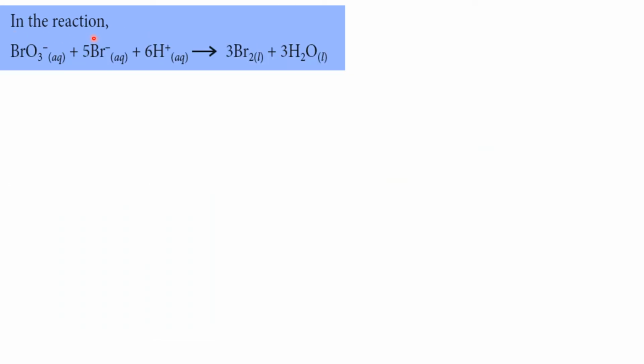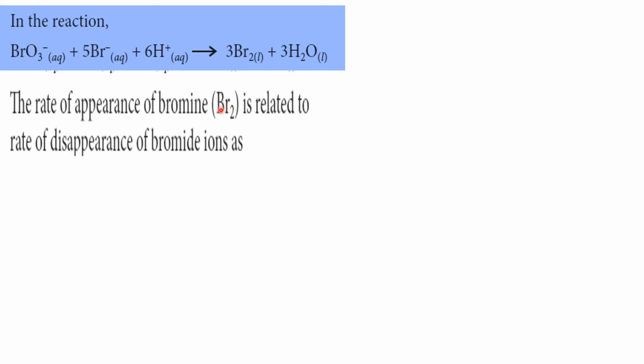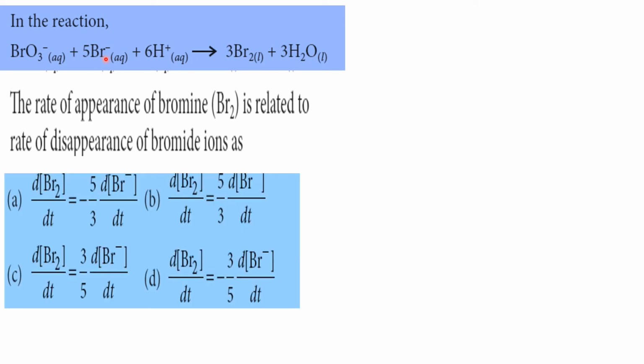In the reactions, what are the reactants? BrO3 minus plus Br minus plus 6H plus. Reactants. Products are 3Br2 plus 3H2O. Okay. What they asked? The rate of appearance of bromine. Bromine product. So rate of appearance of bromine is related to the rate of disappearance of bromide ion. The bromide ion disappearance of, ஏன்னா அது reactant. இந்த ரெண்டுக்குள்ள ரிலேஷன் தான் நம்ம கேட்டிருக்காங்க. கேட்டிருக்கக்கூடிய விஷயம் இதுதான். ஓகே, so 4 options are given.